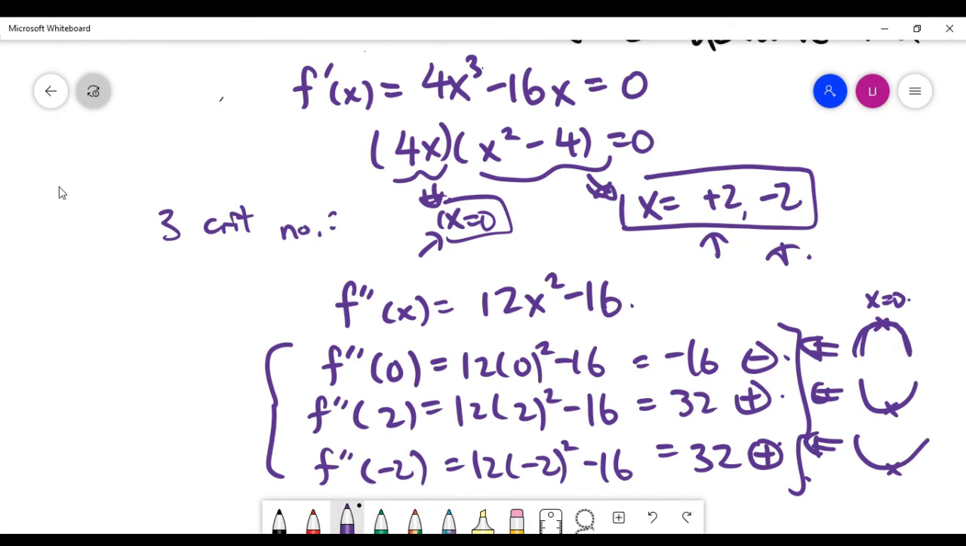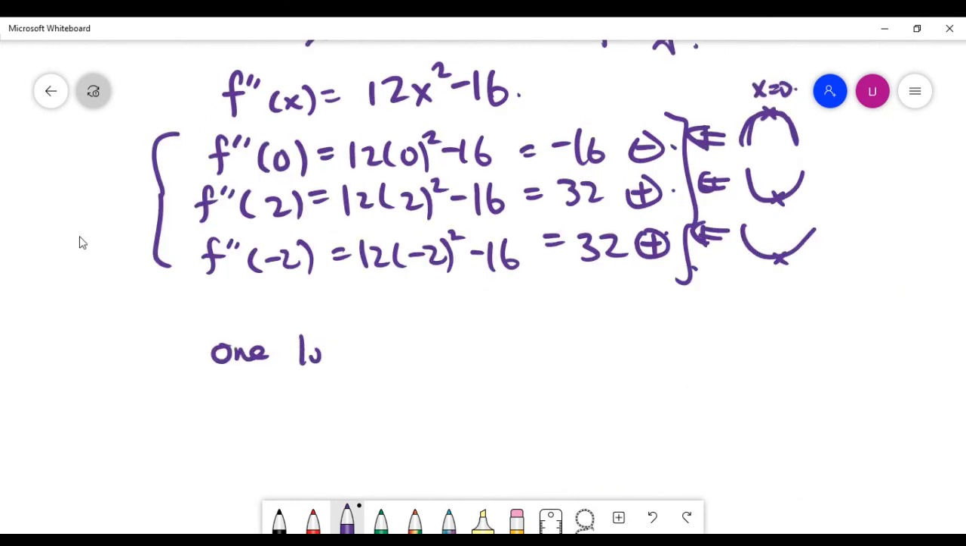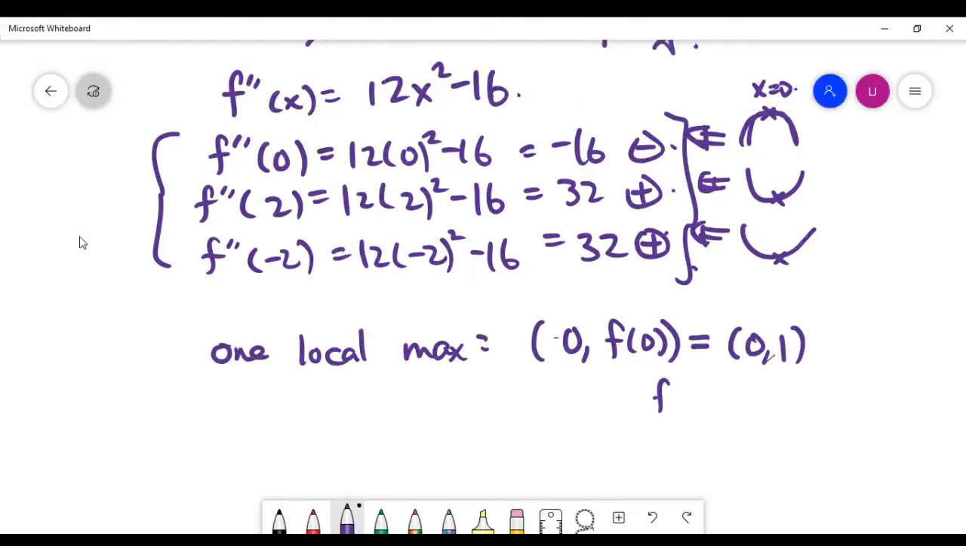So you see, now we basically get the answer. The answer is we actually have one local maximum, which is the point when x is 0. 0 is the x coordinate, and f of 0 is the y coordinate, so the point is (0, 1). I'm doing the evaluation by using the original function f of x, which gives 1.